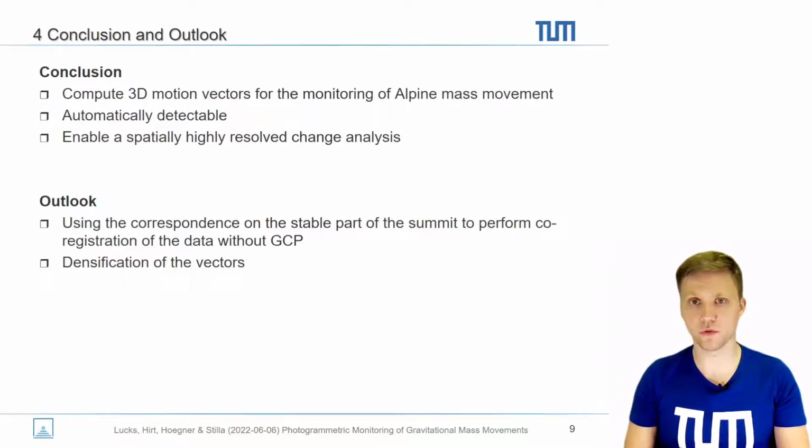So in this work, we present a method for the estimation of 3D motion vectors for the monitoring of alpine mass movements. The calculated motion vectors are automatically detectable. Furthermore, they enable a spatially highly resolved change analysis.